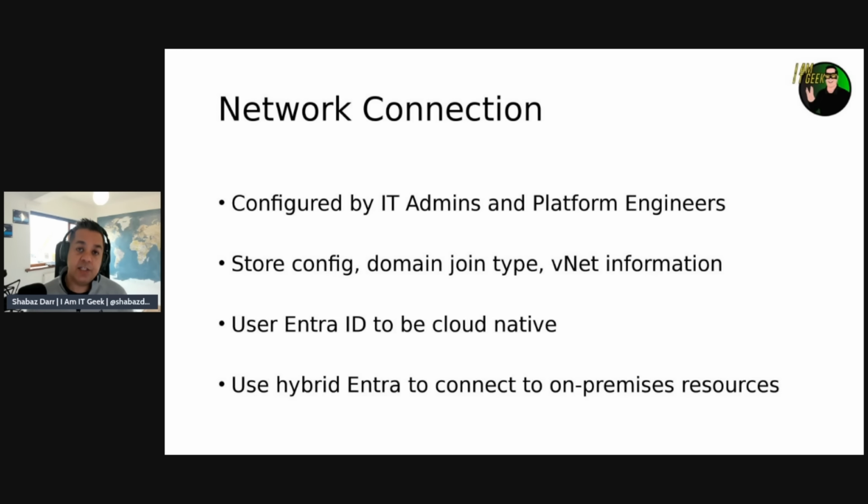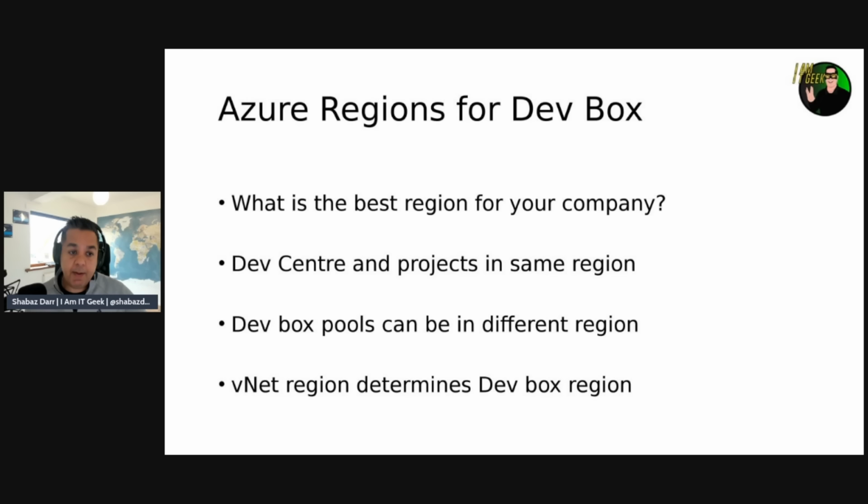When you're creating a network connection, we did that in a previous demo already, you must choose the Active Directory join type. If your DevBox needs to connect exclusively to cloud-based resources, then use the native Entra ID join. If your DevBox needs to connect to on-premises resources and cloud-based resources as well, so the best of both worlds, you use the hybrid Microsoft Entra ID join. Okay, no different from AVD, right? No different at all.